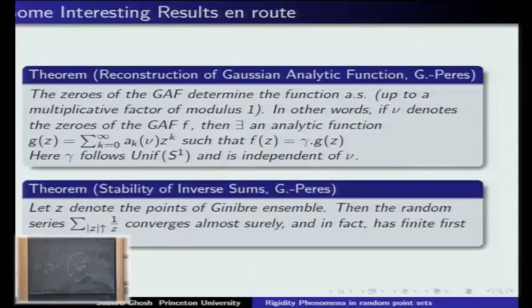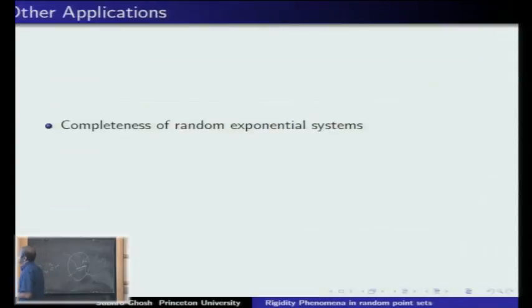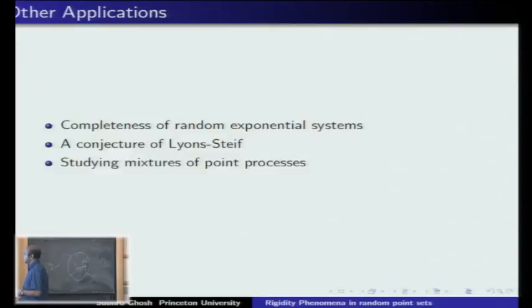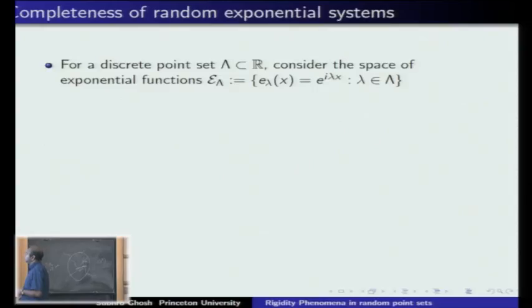Okay, and then there is some result on stability of inverse sums, but maybe we will skip that. So there are other applications to completeness of random exponential systems. There is a conjecture of Lyons type, which we can settle by this. You can use them to study mixtures of point processes, but I will focus on the completeness of random exponential systems. So what is this problem?